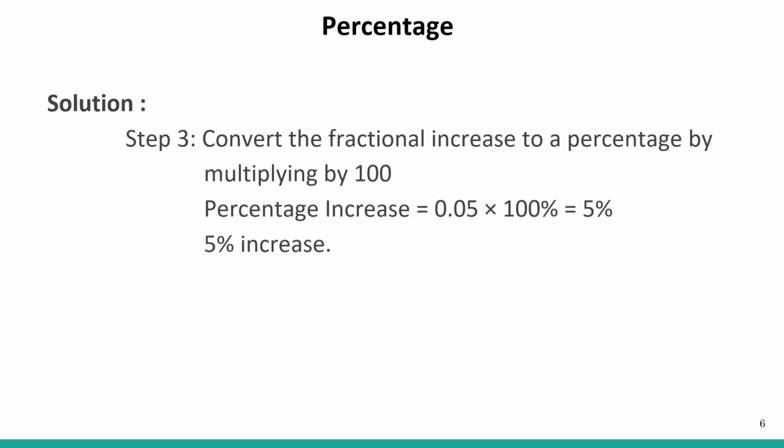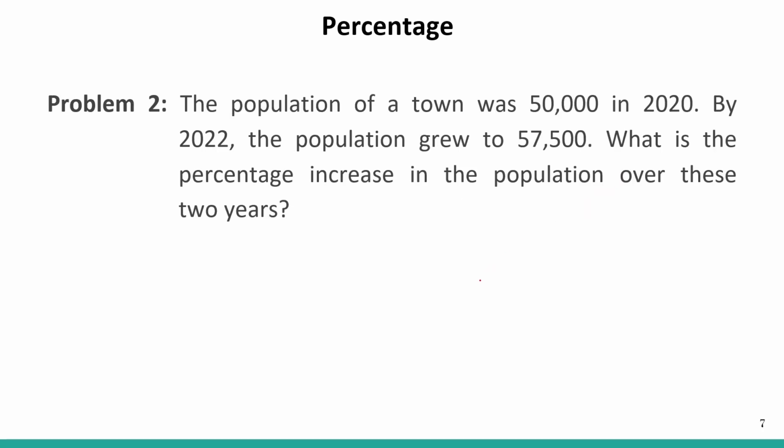Next step: convert the fractional increase to a percentage by multiplying by 100. We already did that, and what we found out was that 5% was the increment. So let's see problem number 2.